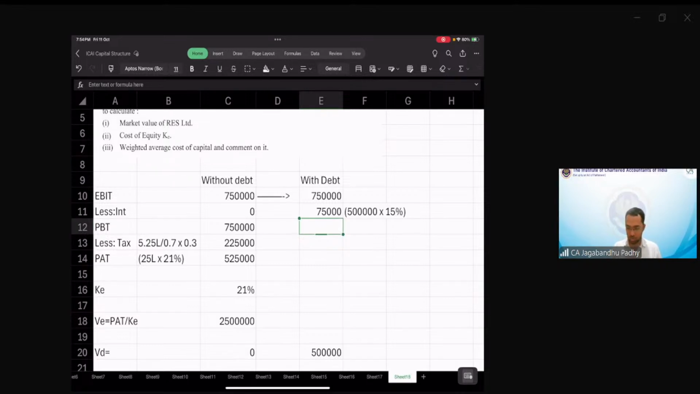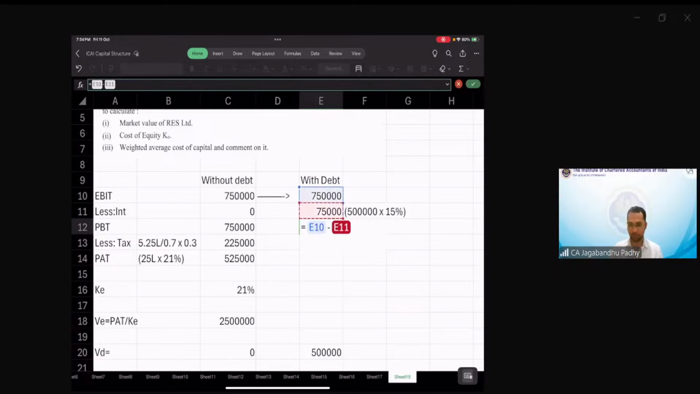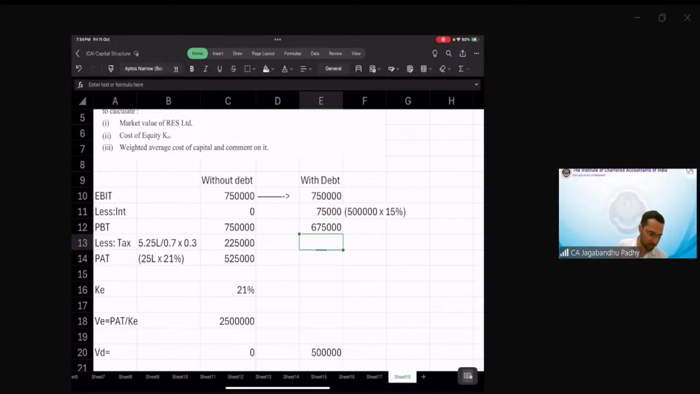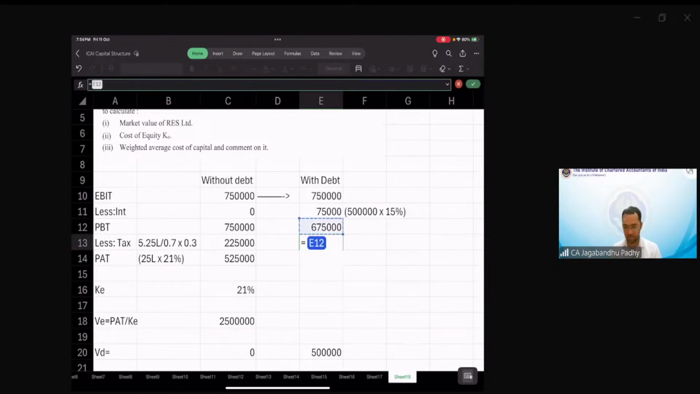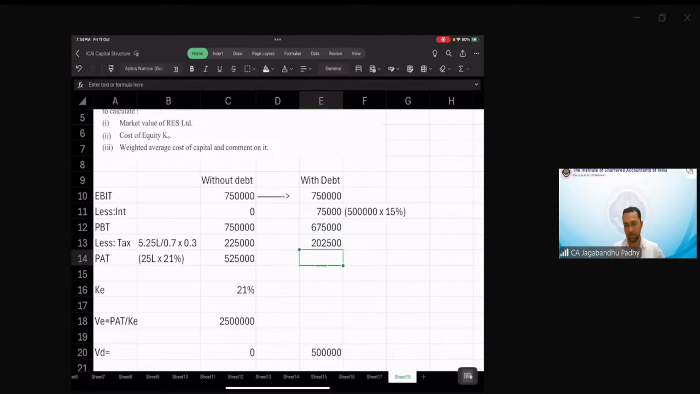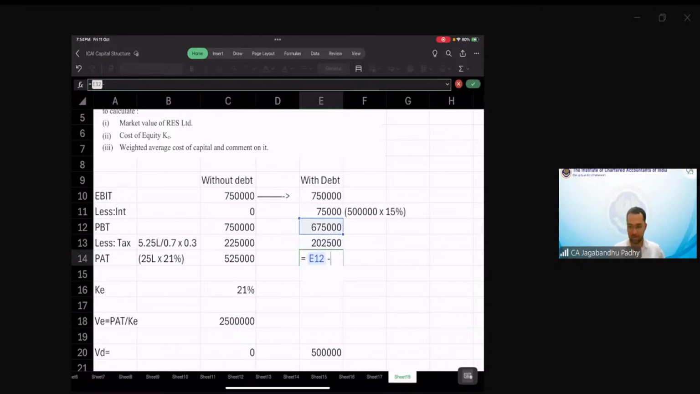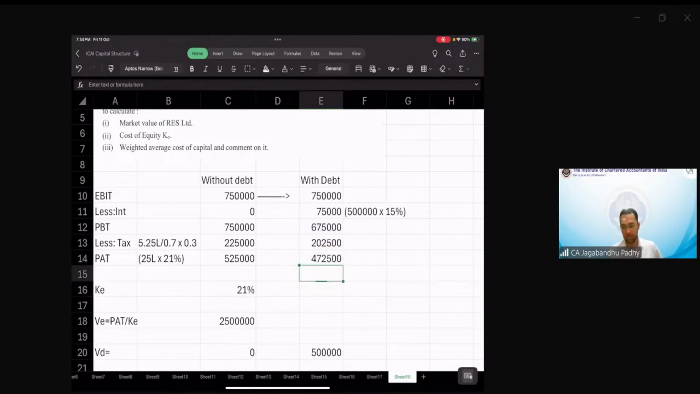Right? So we get a PBT of 6,75,000. And then we subtract the tax, PBT multiplied by 30%. And then PAT is like 4,72,500. Right?